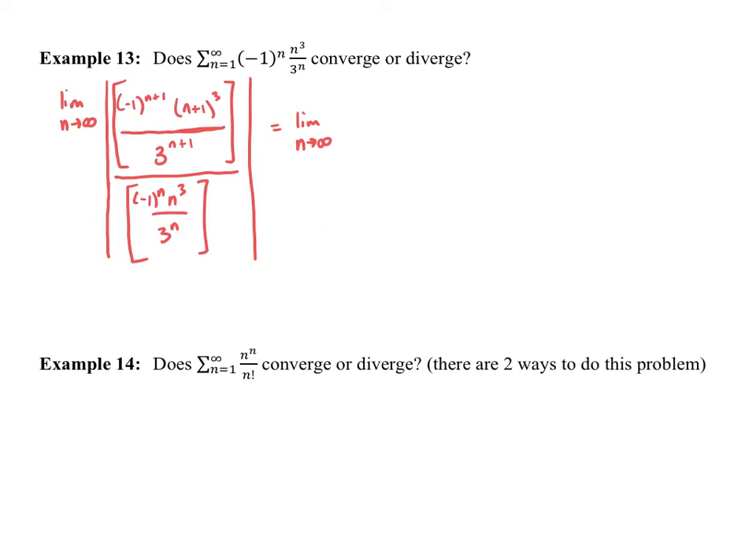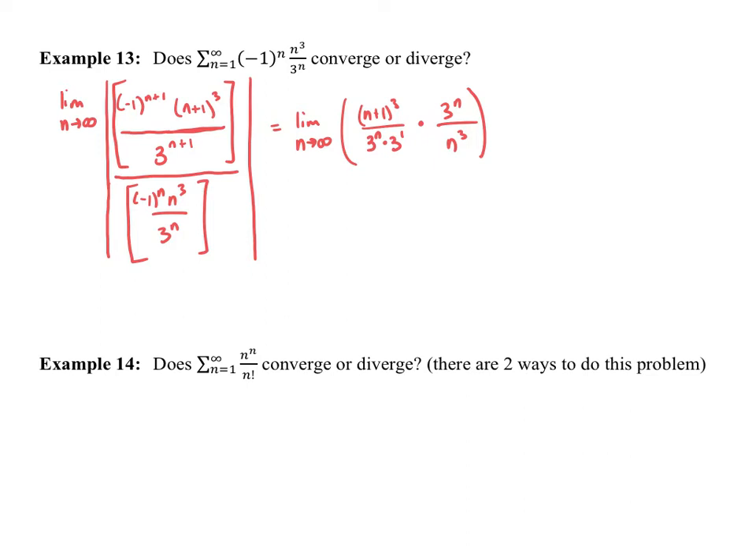So then what we get is n plus 1, that quantity cubed, divided by 3 to the power of n plus 1. I'm going to make that 3 to the n times 3 to the first. So I'm going to split that up. There's a reason for that. And then we're going to multiply by the reciprocal of the denominator, which is 3 to the n divided by n cubed. Remember, we eliminated the alternator simply because of the absolute value.